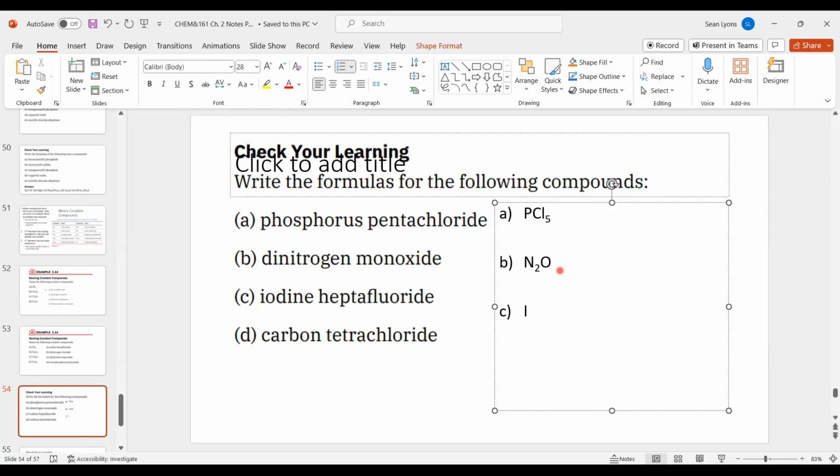Iodine heptafluoride means we've only got a single iodine because it didn't specify otherwise. And then for the heptafluoride, we're going to have 7 of those fluorines. Whoops, 7 and 8. So we would just want to make sure we include that as well.